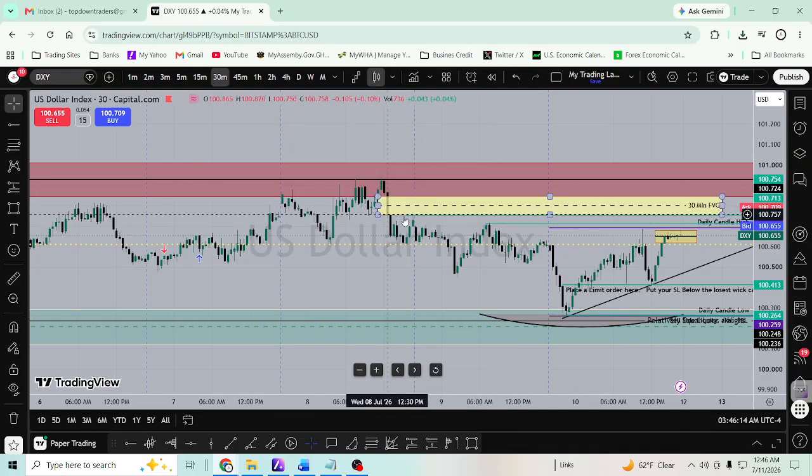It's always going to start sweeping liquidity where liquidity rests. There's money right here. There's money right there. There's money right there. So it's going to go up level by level. Price always moves in waves.